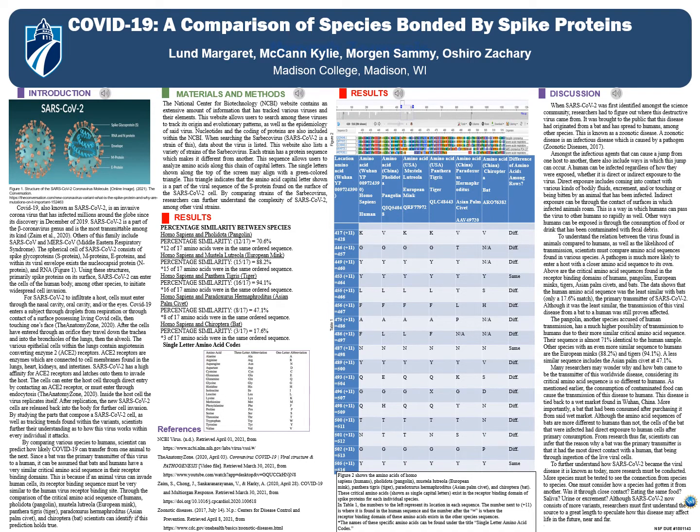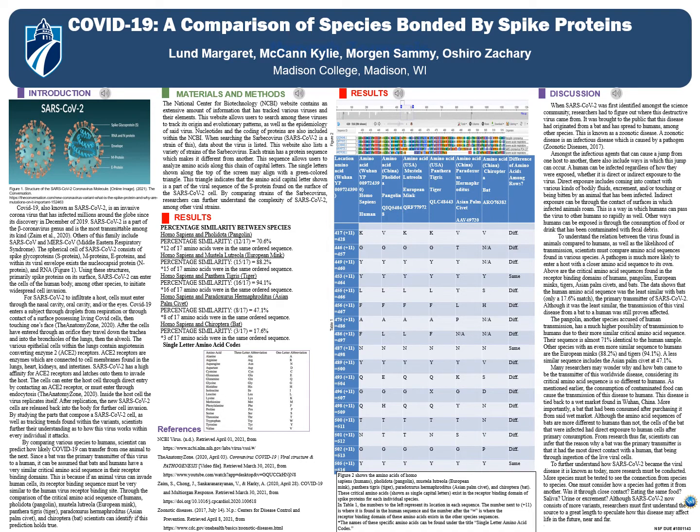Discovered for our materials and methods is that the National Center for Biotechnology Information website contains an extensive amount of information that has tracked various viruses and their elements. This website allows users to search among these viruses to track their origin and evolutionary patterns, as well as the epidemiology of said virus. Nucleotides and the coding of proteins are also included within the NCBI. When searching the SARS-CoV virus, data about the virus is listed. This website also lists a variety of strains of the SARS-CoV virus. Each strain has a protein sequence which makes it different from another.